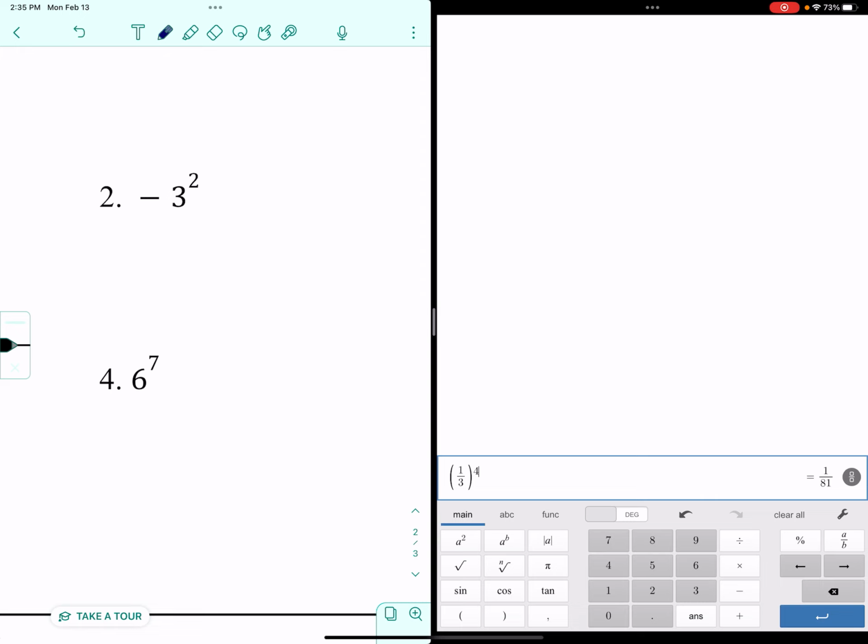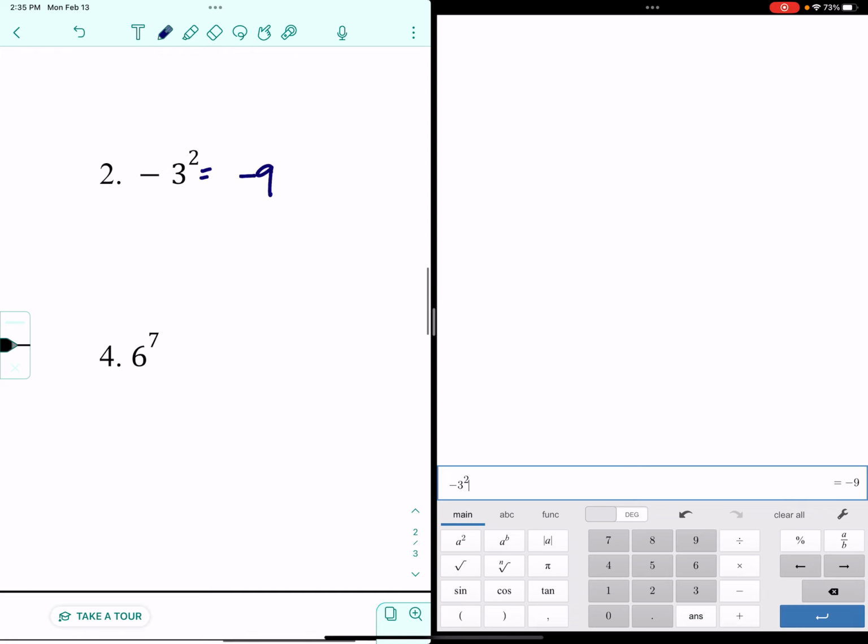Now, number 2 does not have parentheses. So I'm going to type it in just like it looks. That gives me -9. And then I want 6 to the 7th power. That gives me 279,936.